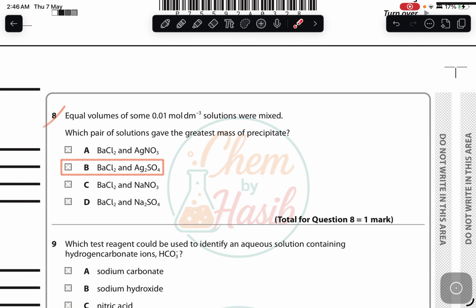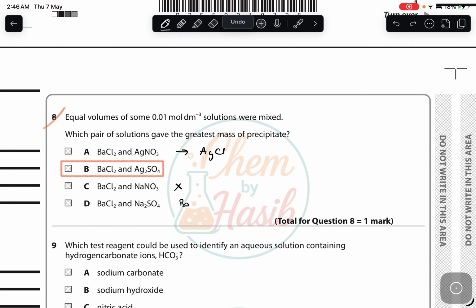When you react A, it will give you a precipitate of AgCl only. If you react C, it doesn't give you any precipitate. If you react D, the substances in D will give you a precipitate of barium sulfate, right? But if you react the substances involved in option B, barium chloride and silver sulfate, it will form the greatest mass of precipitate because it will form two precipitates.